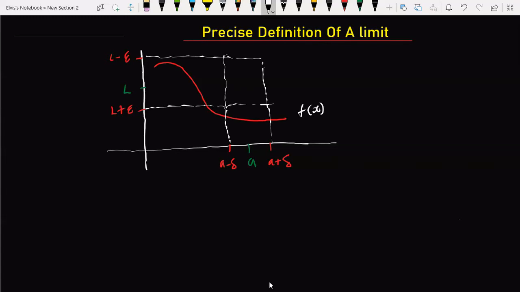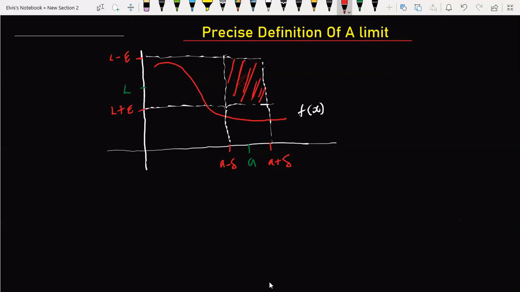Now, for the limit to exist, they need to be between this shaded region. If the limit is outside this shaded region, meaning the limit does not exist. But if the limit is inside this shaded region, meaning the limit is going to exist.